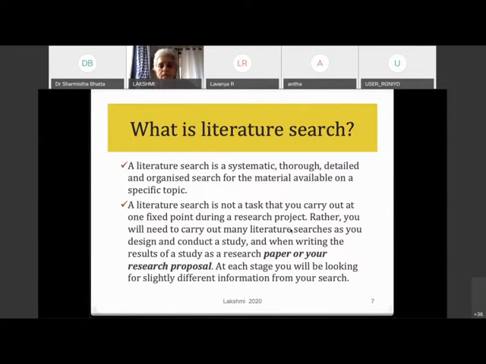How are you going through it? How are you sifting it? What is the meaning that you're making? What are the key variables that you are identifying? All those are important. So a literature search is a systematic, thorough, detailed, and organized search for material available on a specific topic.